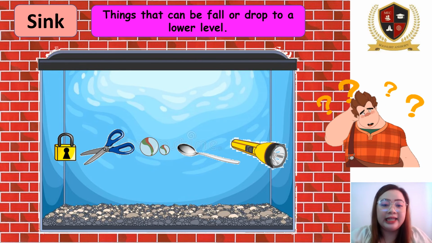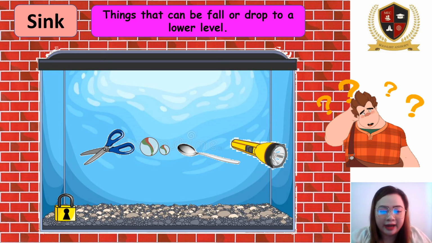Okay, next, let's learn about sink. Again, sink. These are things that fall or drop to a lower level. Okay, when we say sink objects, this means that the objects are heavy. Okay, the water cannot carry the objects. So, example, this one is a padlock. Again, padlock is heavy. That's why it falls down.